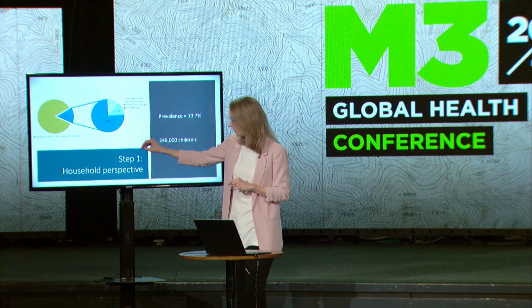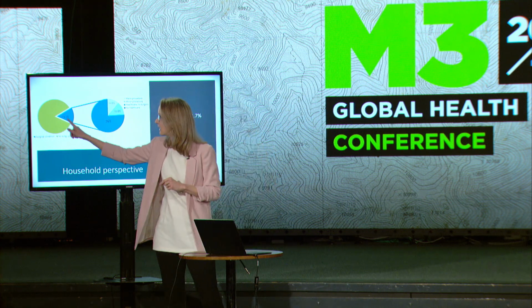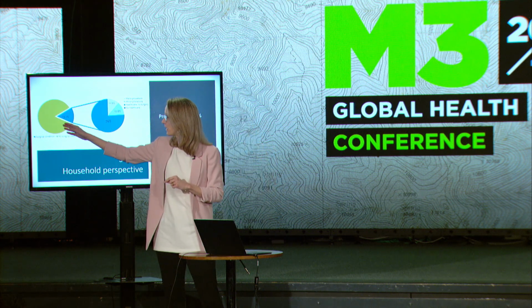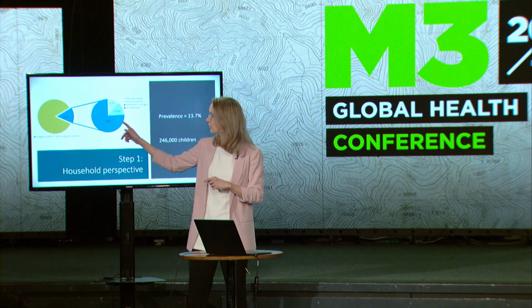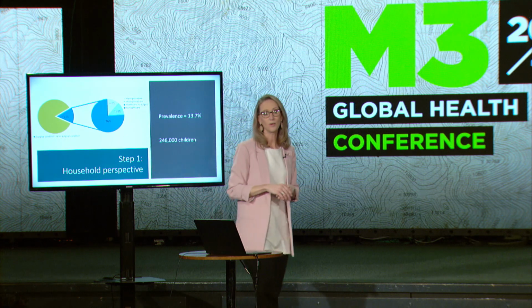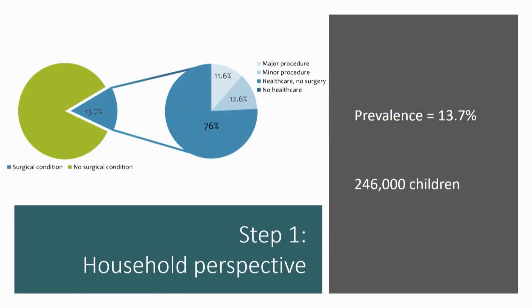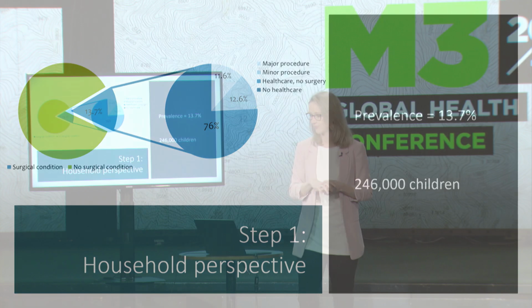Now, of those, that 246,000 is in this first bubble. Of those who needed surgery, 76% never received that surgery. And then an even smaller bracket did receive surgery, but it was only minor, which is probably an indication of it was not full and therapeutic. It was almost a Band-Aid effort.